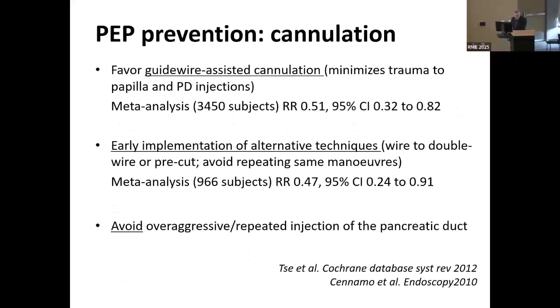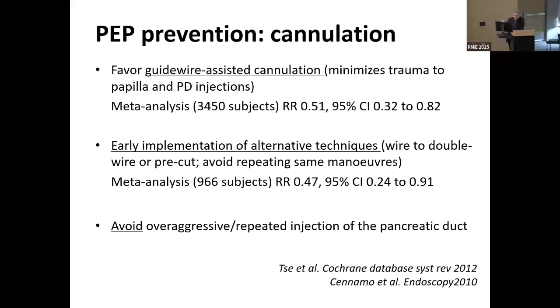So with regards to post-ERCP pancreatitis prevention, with regards to cannulation, we favor a guide wire-assisted cannulation because it minimizes the trauma to the papilla and the number of pancreatic duct injections. A meta-analysis suggested that you decrease by half the incidence of post-ERCP pancreatitis by initiating with a guide wire-assisted cannulation approach.